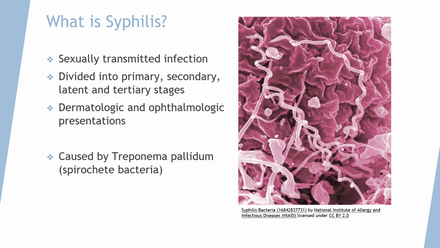Syphilis is a sexually transmitted infection, and it can be staged into primary, secondary, latent, and tertiary. The main presentations are in the dermatologic and ophthalmologic systems. Syphilis is caused by a pathogen named Treponema pallidum, which is a spirochete.